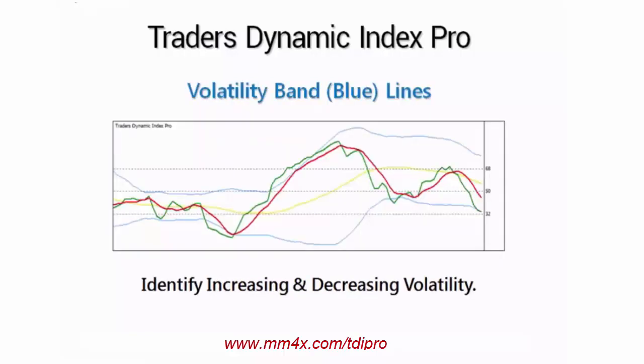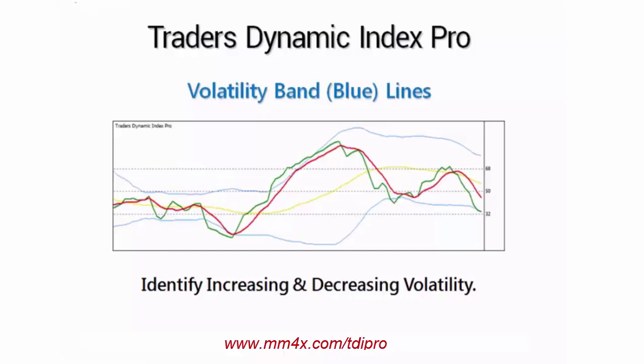The two blue lines of the TDI Pro make up the volatility band, which allows us to identify increasing and decreasing volatility. Now, what is volatility? It's simply market strength. When you step into a trade, you want the strength of the market behind that trade to carry that trade on through, much like stepping on the gas in a car when you get onto the freeway. We don't want to be puttering while we're trying to get on the freeway. We want to step on the gas and get going.